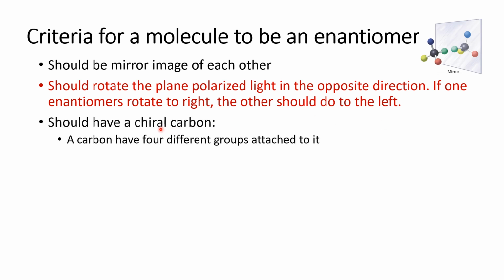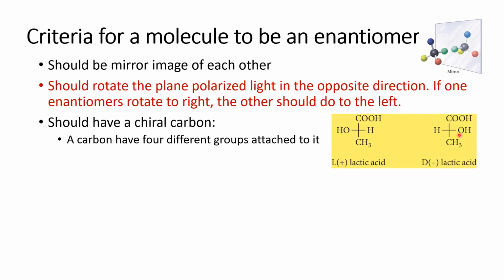And one of the fundamental criteria for a molecule to be an enantiomer is chirality, or it must have at least one chiral center. We know pretty well a carbon that has 4 different groups attached to it is called a chiral carbon. In this image, the center black color is the carbon, and there are 4 different groups, in different colors, surrounding the carbon. So this molecule and its mirror image are non-superimposable and they are enantiomers.